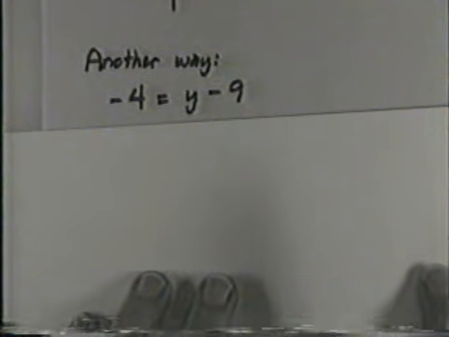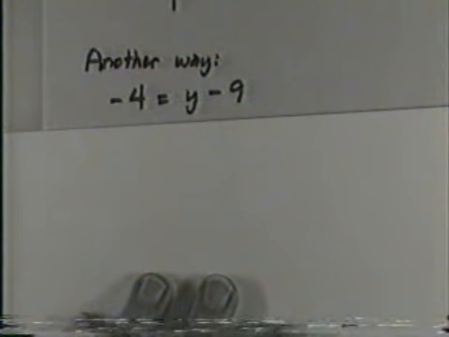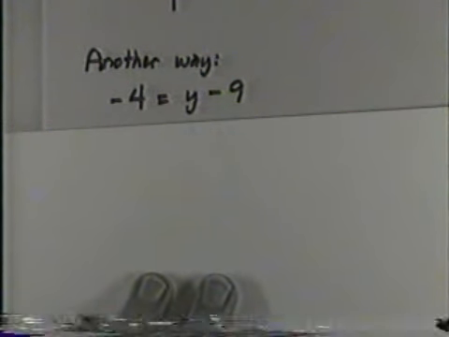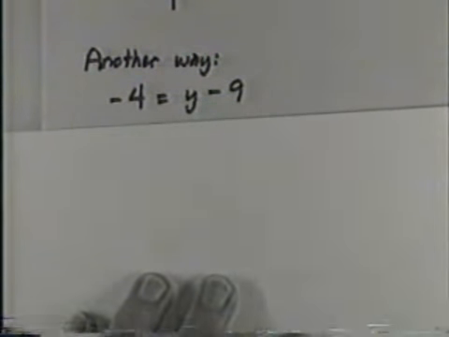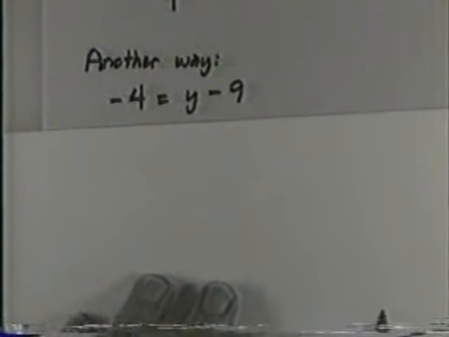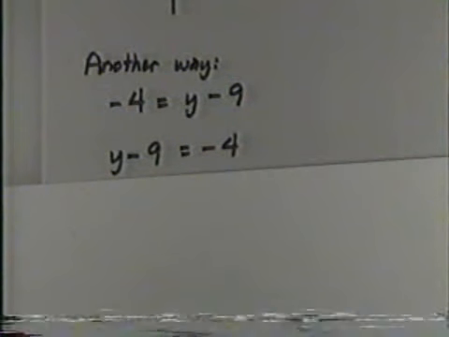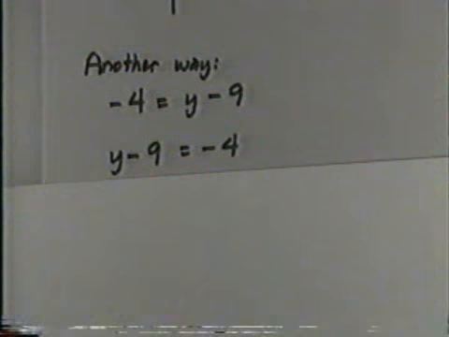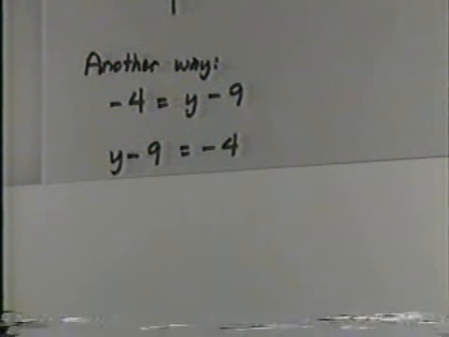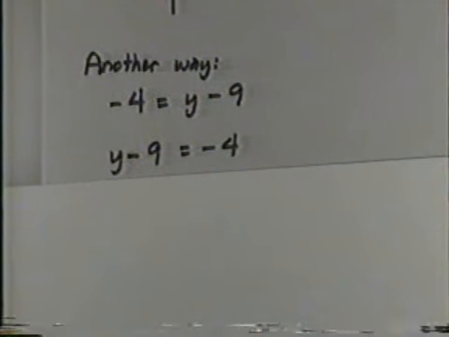Here's the equation again. Negative 4 is equal to y subtract 9. We can simply pick up the right-hand side and the left-hand side and swap. Swapping those gives us y subtract 9 equals negative 4. This means that we have the variable on the left-hand side now. The equation is unchanged. We've simply swapped sides.